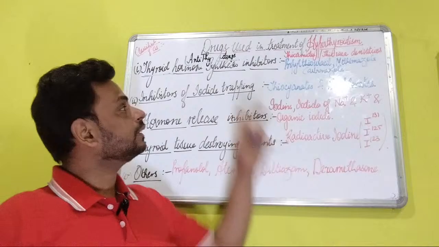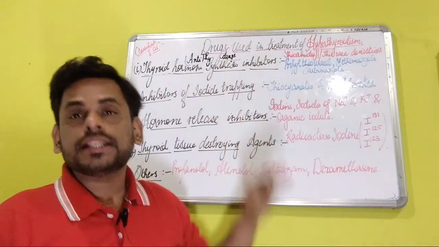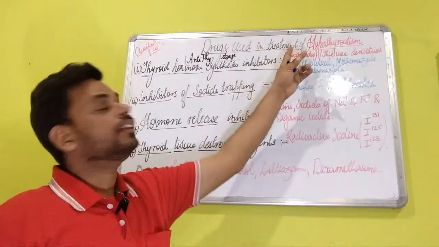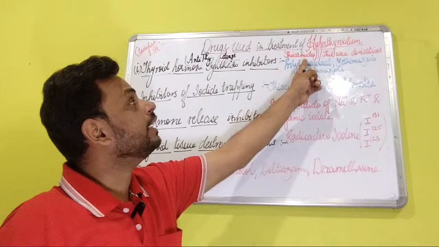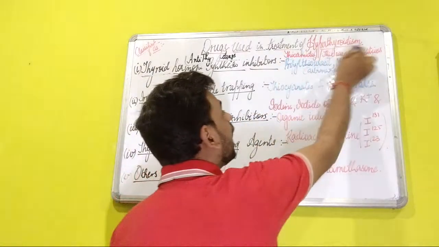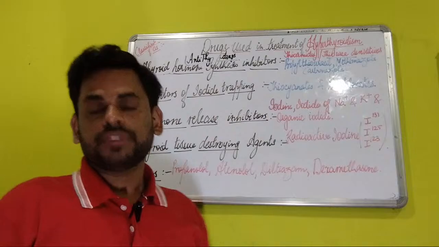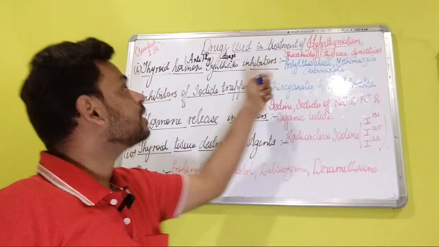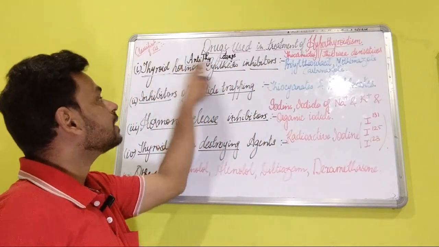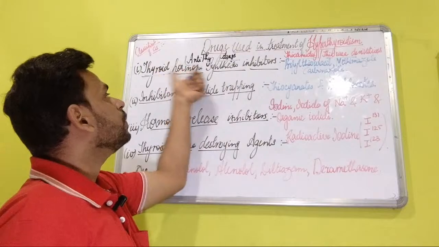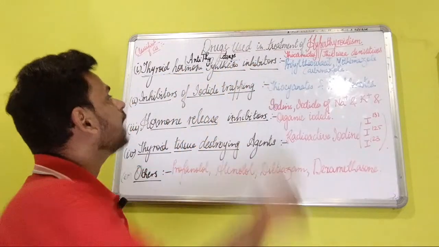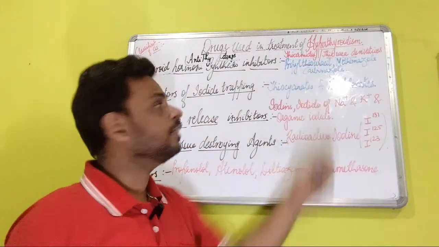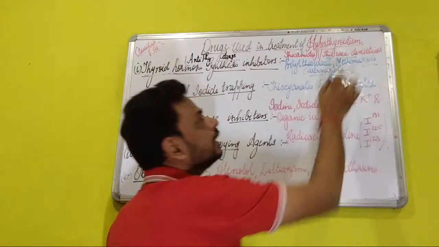Why? Just because they inhibit the synthesis of the thyroid hormones. The drugs that fall in this category are the thioamides or the thiourea derivatives. Students and viewers, do remember that the thioamides and the thiourea derivatives are the chief drugs used to inhibit thyroid hormone synthesis, and they are basically propylthiouracil, methimazole, and carbimazole.